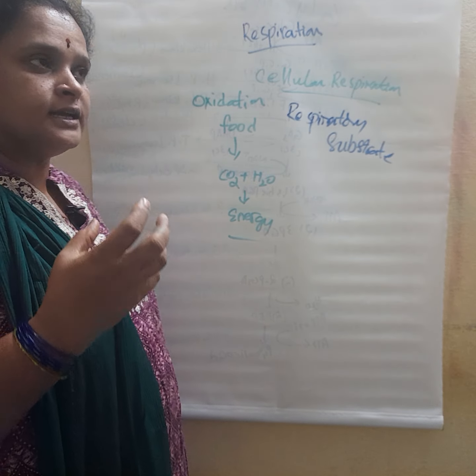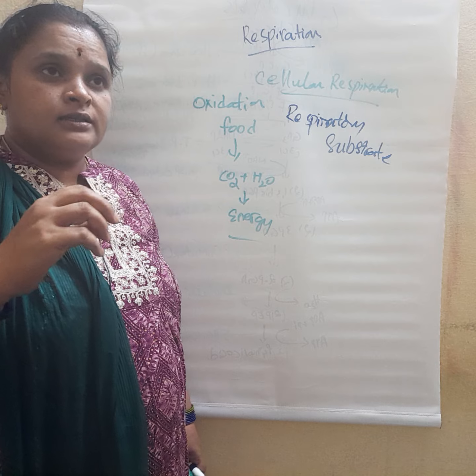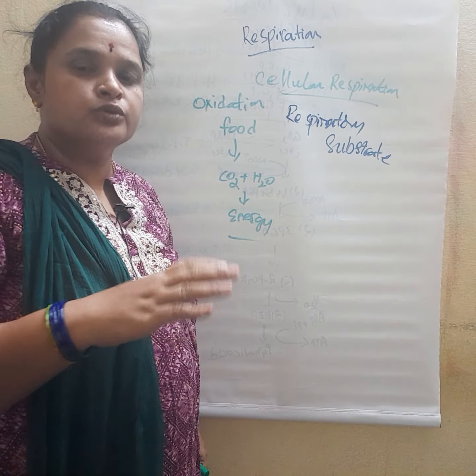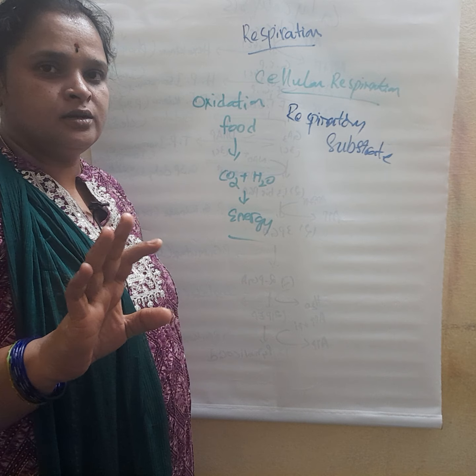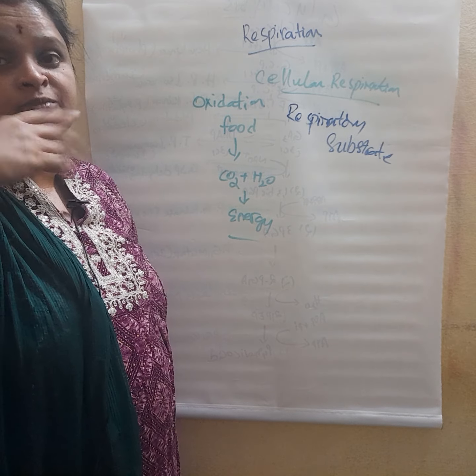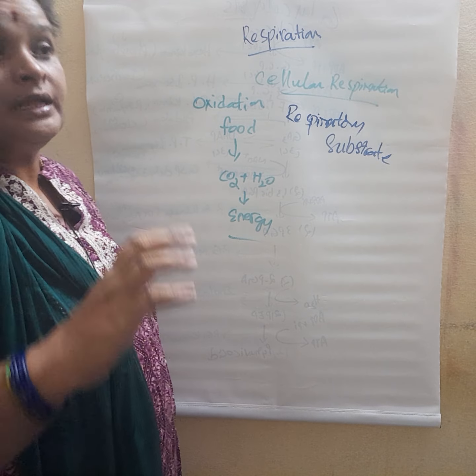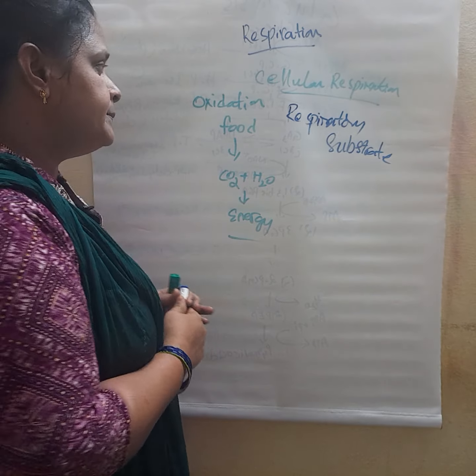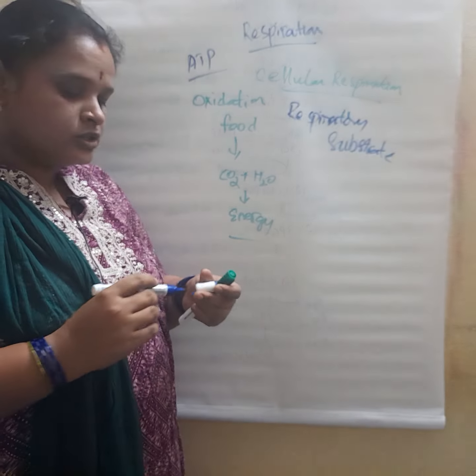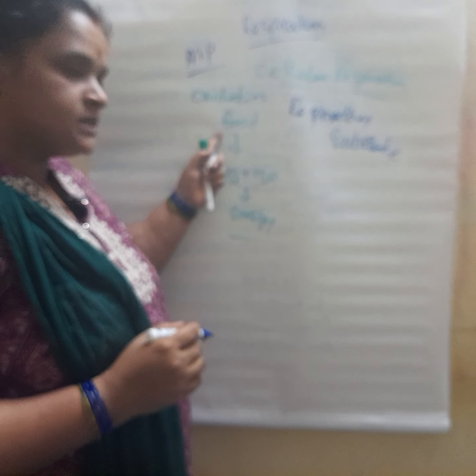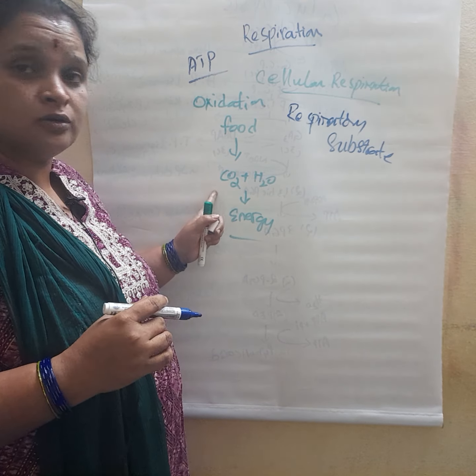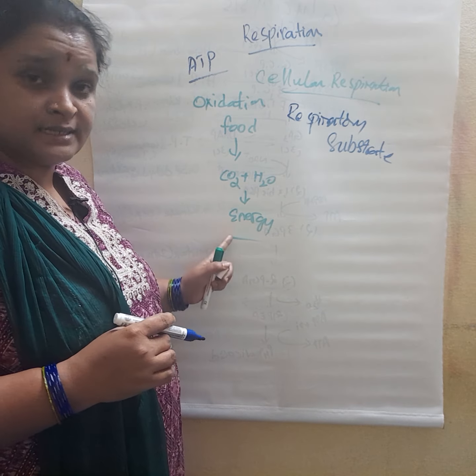Now, whenever a plant or animal needs energy to do work, it is utilized, but not all the time, isn't it? That means it is stored in some form. That form is nothing but ATP, adenosine triphosphate. Usually the breaking of food material takes place by oxidation of food. Oxidation of food breaks it down into carbon dioxide and water and releases energy.